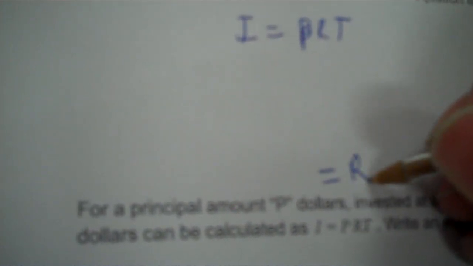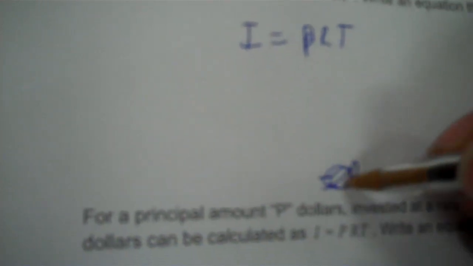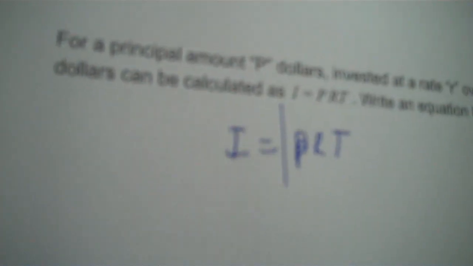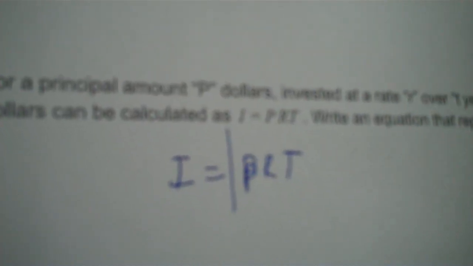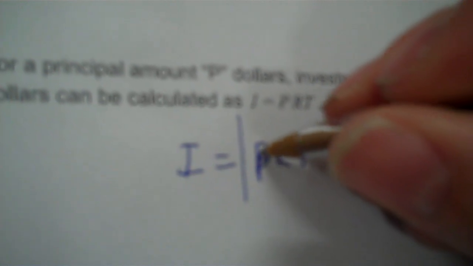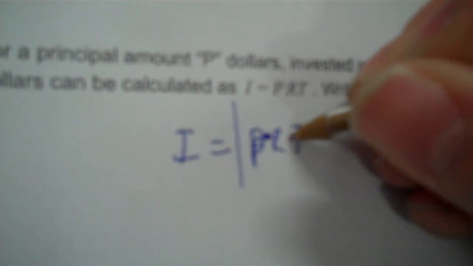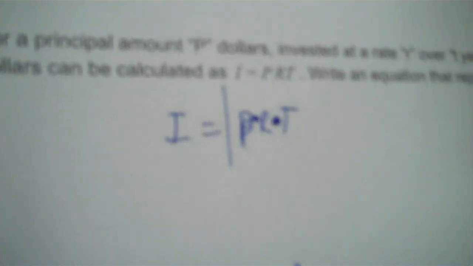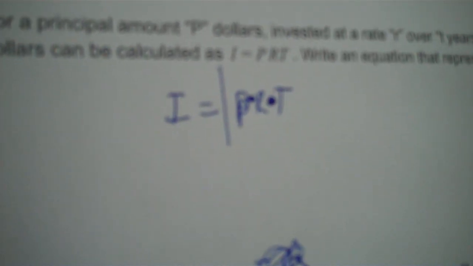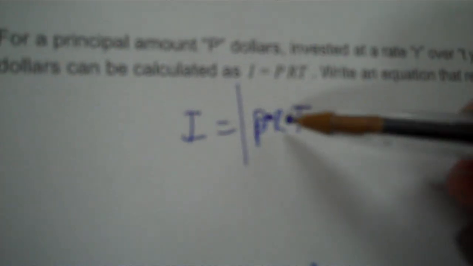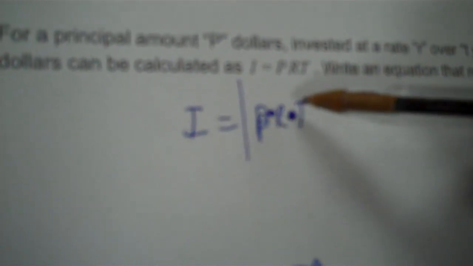So my job is to get R equals over there. You've got to write R. Now go to the side of the R and look at what operations you have. You don't have any numbers, it's just variables. So P times R times T. So I need to get the R by itself. R is multiplied by two factors, the P and the T.